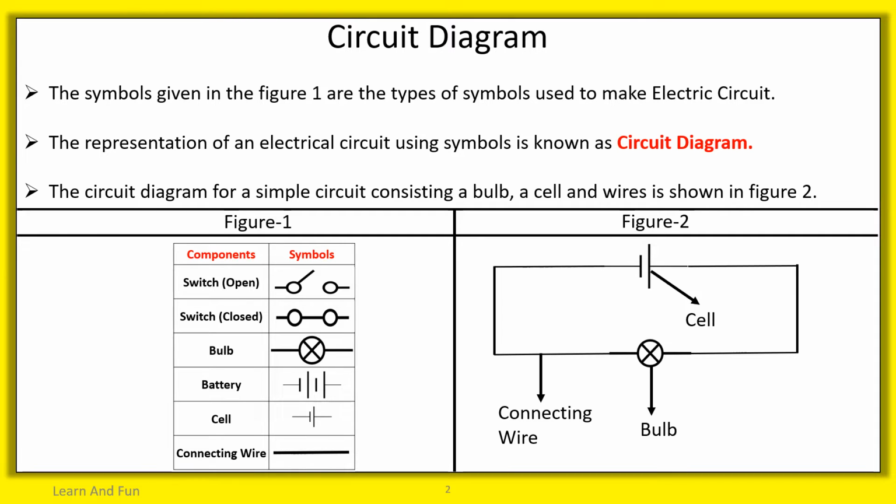And now there's a simple circuit diagram in figure 2. Let's see. Here in figure 2, we have used a cell, a bulb and a connecting wire. All the parts are mentioned in the circuit diagram, and I hope these symbols, the circuit diagram and one simple circuit are clear to you. Let's move on.